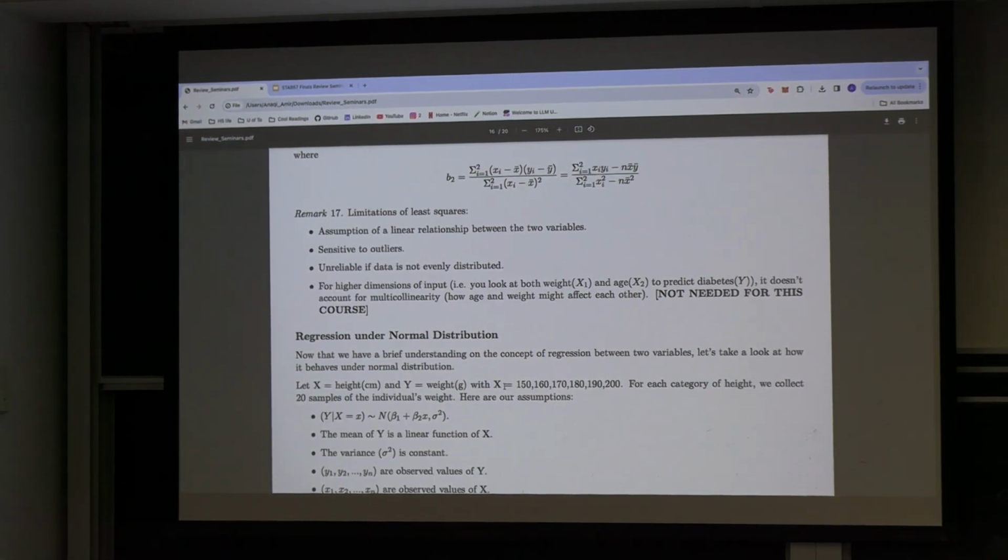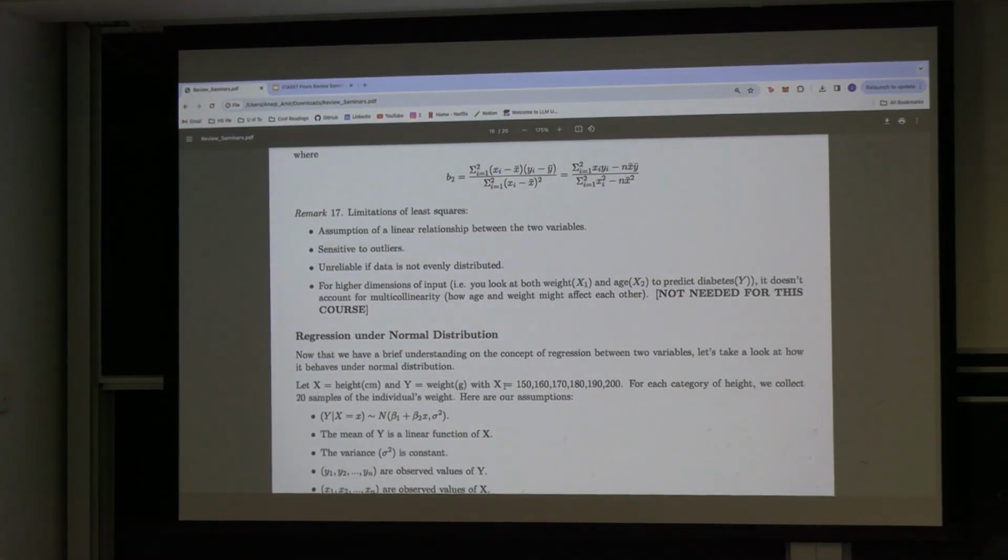It's also sensitive to outliers. So for example, if you have all of that, and then suddenly you have one here, this distance is going to affect your minimization so much, right? So instead of having a nice line through all the data points, it'll be shifted somewhere like that instead, because it's trying to get to that singular outlier. Also, it's unreliable if it's not evenly distributed. And for higher dimensions, it's not taking into account if two different x's have any relationship with one another. But that's not needed for the course.